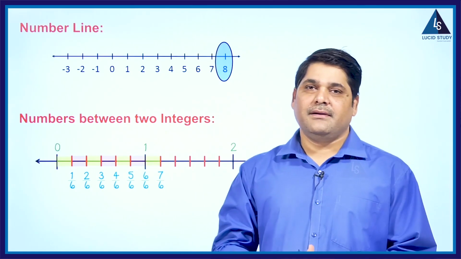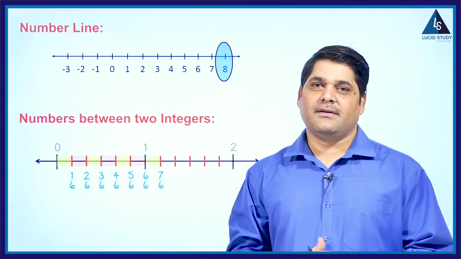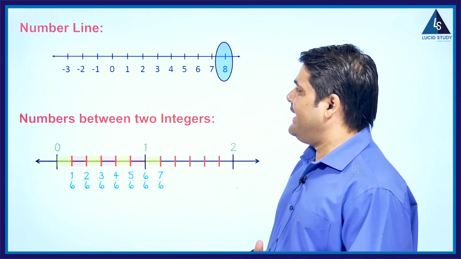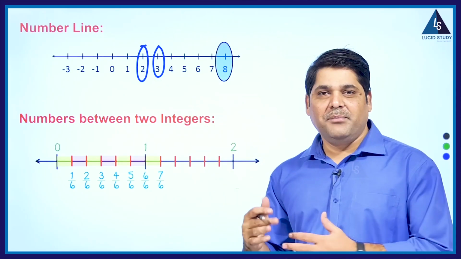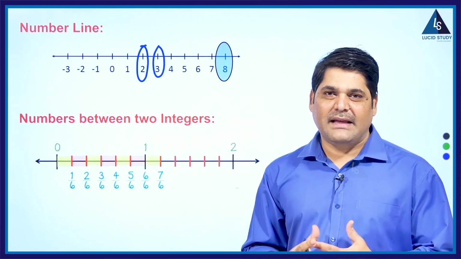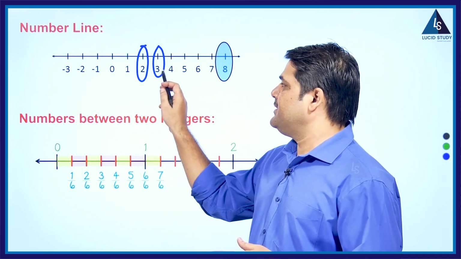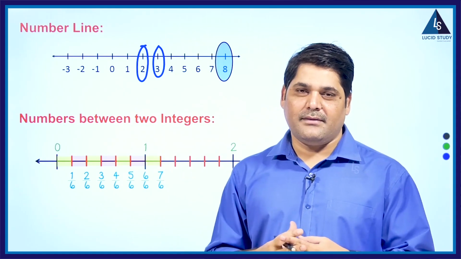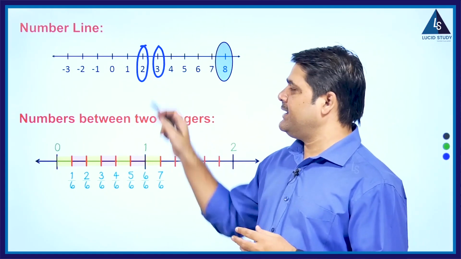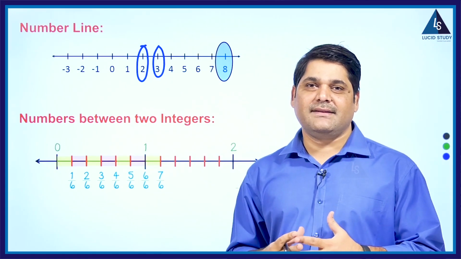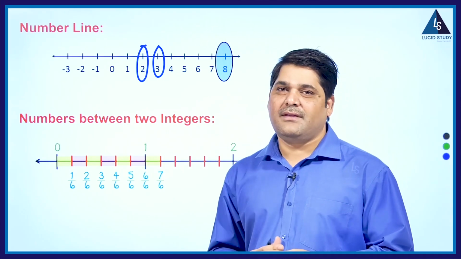So, this is fine. Now, there is a necessity of some more numbers. What are those some more numbers? If I take any two integers, for example, 2 and 3, in between these two, are there any numbers that exist? Yes, they exist. In between these two, we have some more numbers. We are going to learn about those numbers. So, in between any two integers, what kind of numbers exist, we are going to see now.